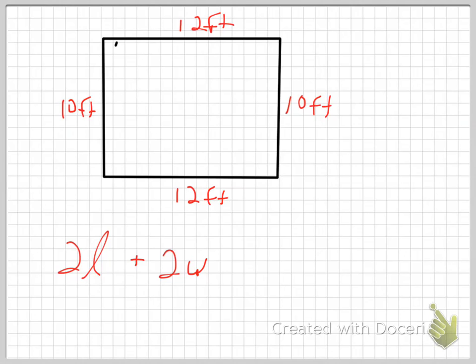First of all, the way you're probably all going to do this is to add them all up, right? You're going to go 10 plus 10 is 20, plus 24 is 44, right? You're going to say it's 44. You just add them up. 10 plus 10 plus 12 plus 12, 44.